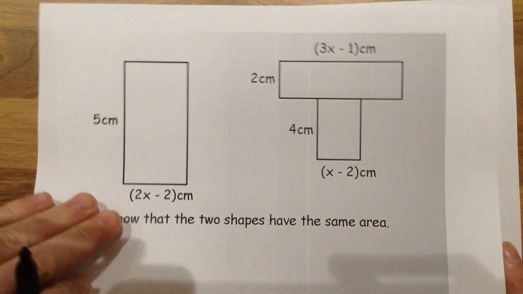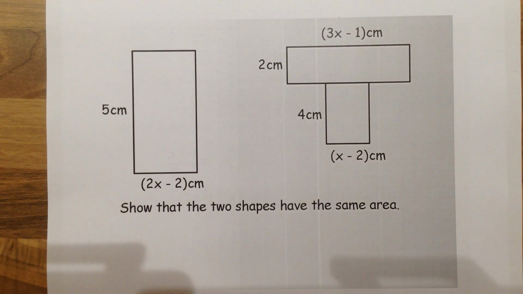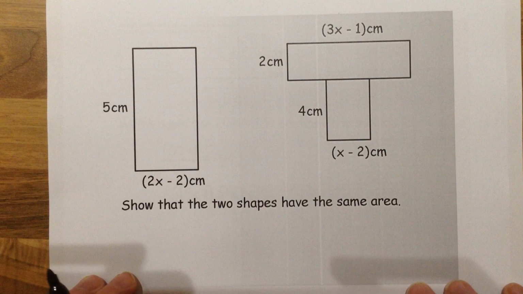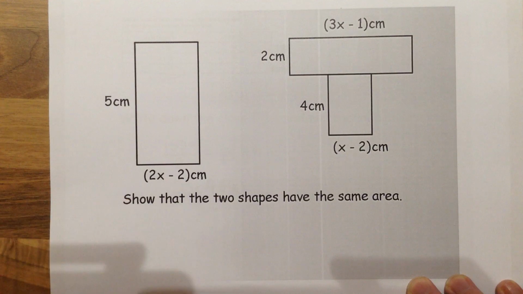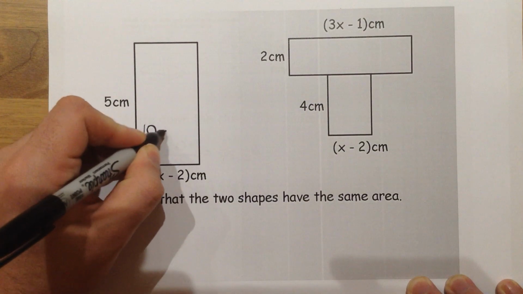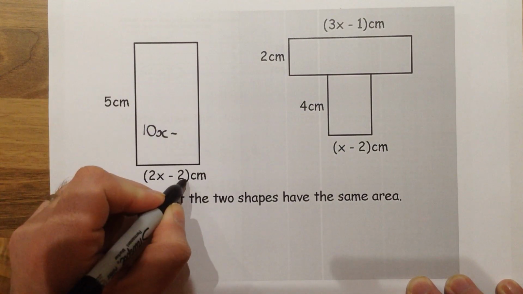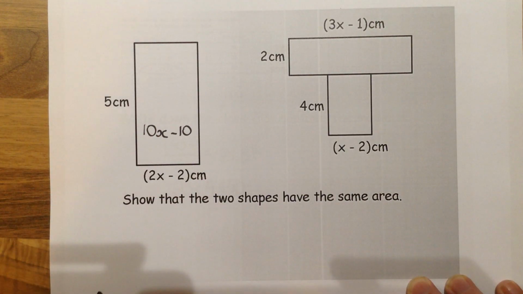For the next topic, we're looking a little bit at area, but we are going to use a bit of algebra within this question. So here what it wants us to do is to show that the two shapes have the exact same area. So in order to do that, what I'm going to do is try and work out the area of both of them, obviously in terms of x. So for this one, I would need to do 5 multiplied by 2x minus 2. 5 times 2x is 10x, minus 5 times 2 is 10. So I've just timesed 5 by both bits there inside the bracket.